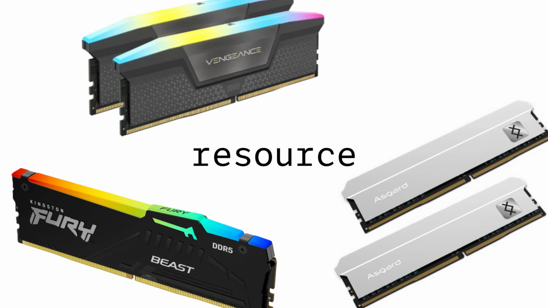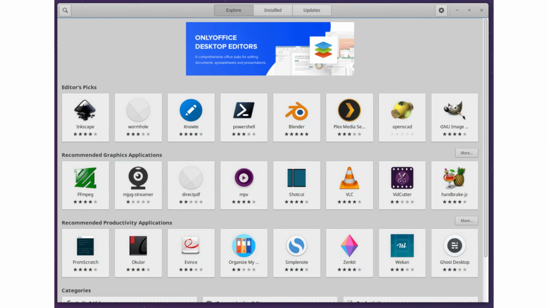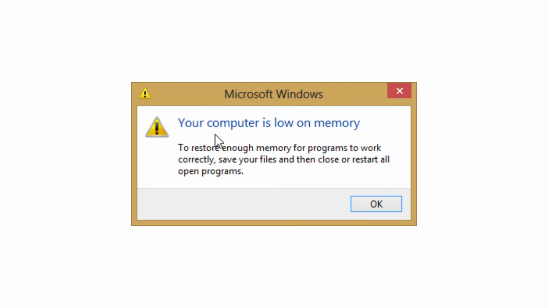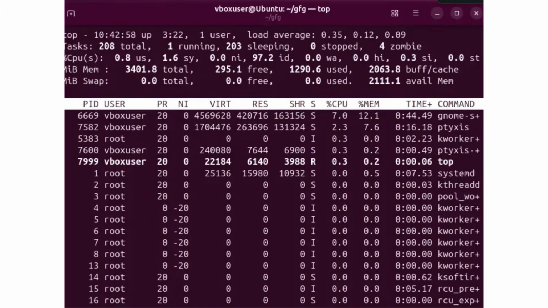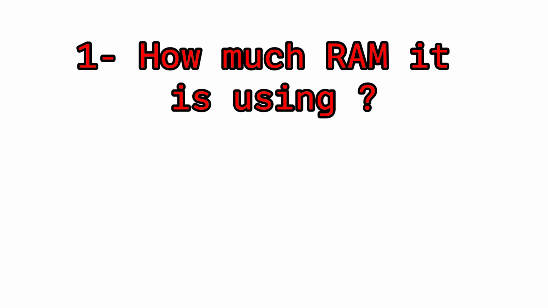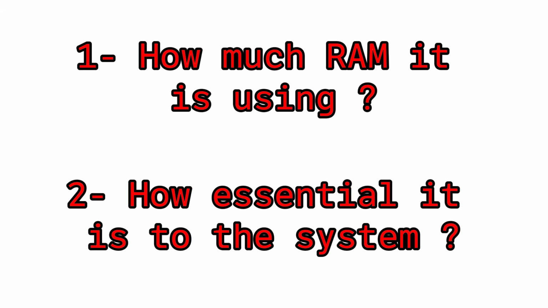RAM is a finite resource, but Linux is an optimist. It often overcommits RAM, promising more to apps than it actually has. When the system truly runs out, the OOM killer is triggered. It calculates a badness score for every process based on how much RAM it is using and how essential it is to the system. The goal is to kill the biggest hog that isn't essential.